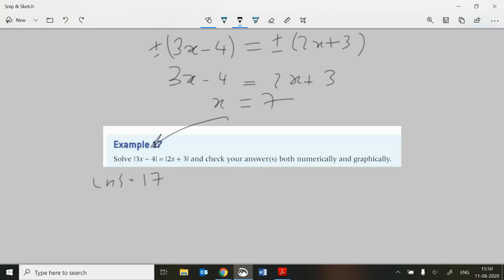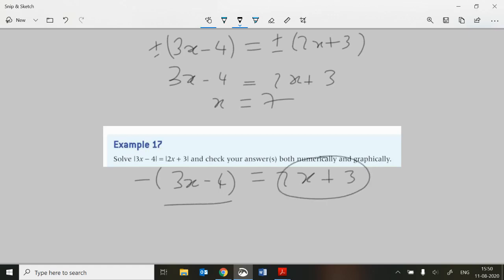Okay, let's go back, and then doing now 3x minus 4. I'm going to make this one negative, and I'll make the other one positive. But of course, that's the same as making this one negative and this one positive.